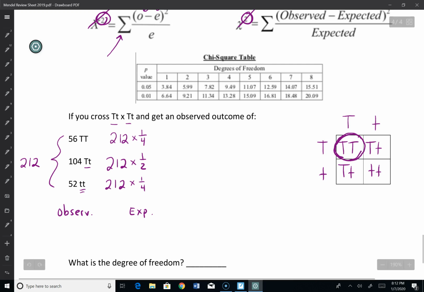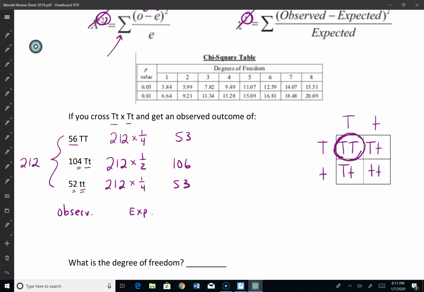So, for my capital T, I counted 56, but I should have 53. So my expected value is 53. I got 56. All right, that's fine. For 212, my expected is 106. I got 104. That's pretty close. And here my expected is 53, and I got 52. So far, I would say my numbers are pretty close.